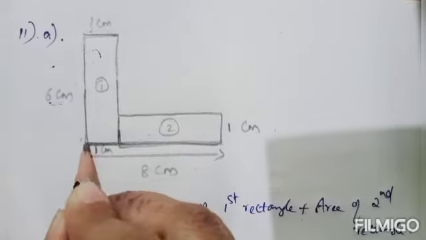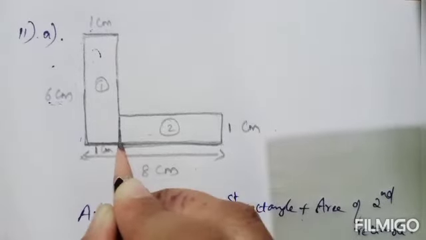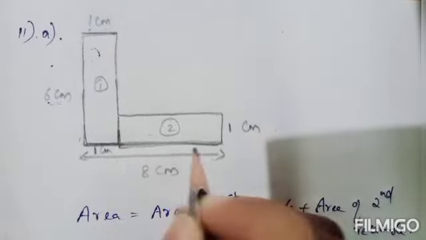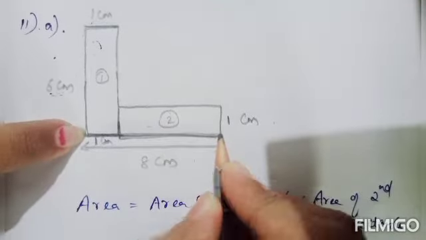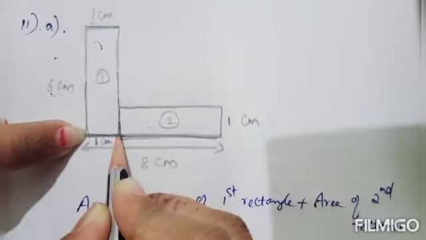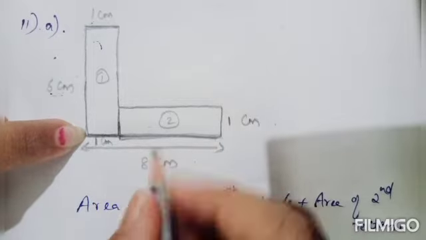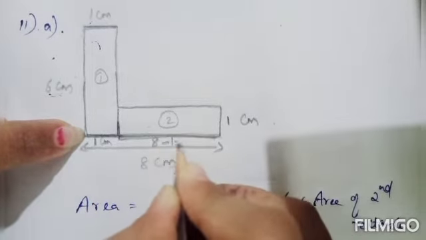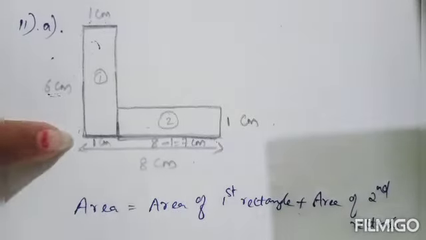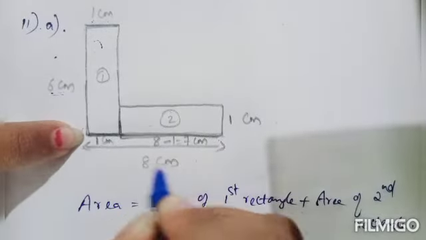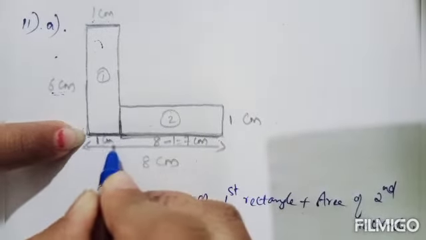Okay, so if this much portion is 1 centimeter, what will be the remaining portion? This full length, from here to here, is 8 centimeter, and up to this point it is 1 centimeter. So the remaining length will be 8 minus 1 equal to 7 centimeter. This full portion is 8 centimeter. This much portion is 1 centimeter.